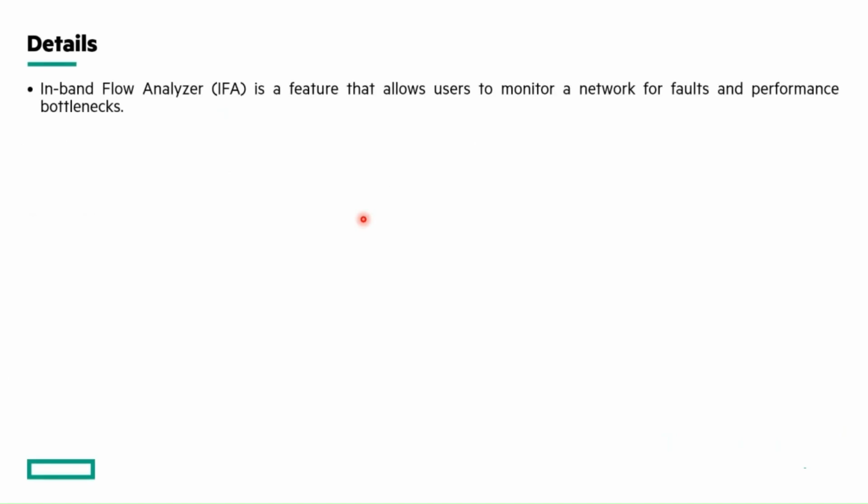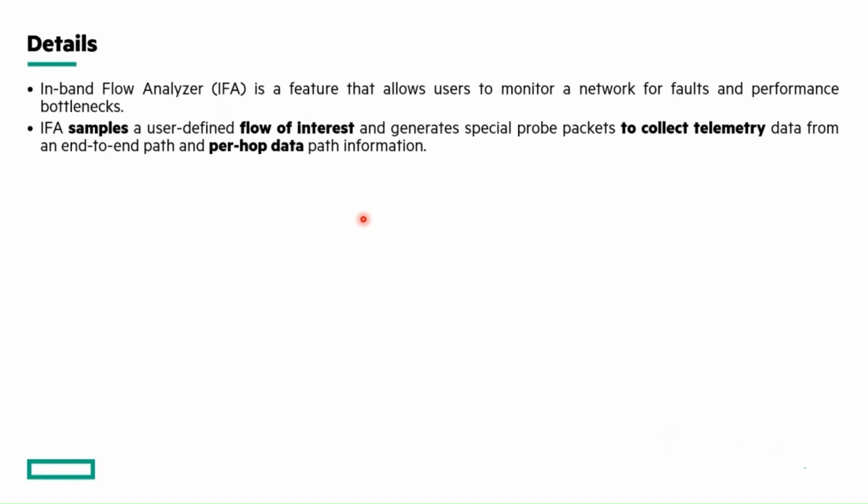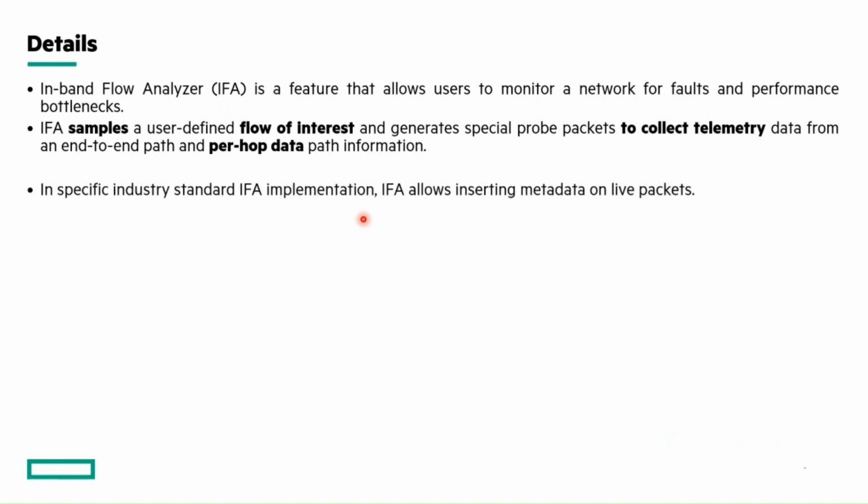Okay, now it's time to dive deep into details. So the In-band Flow Analyzer is a feature, and we have already understood that it allows users to monitor a network for faults and performance bottlenecks. IFA samples a user-defined flow of interest, whichever the user wants to configure, and generates special probe packets to collect telemetry data from an end-to-end path and per hop data path information.